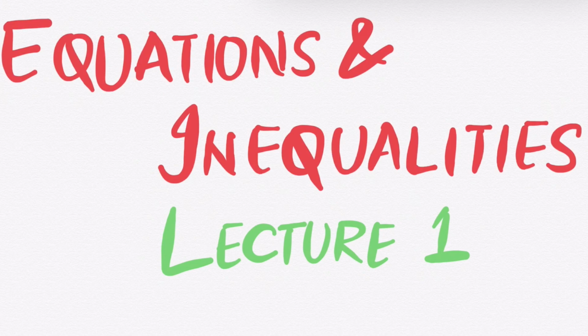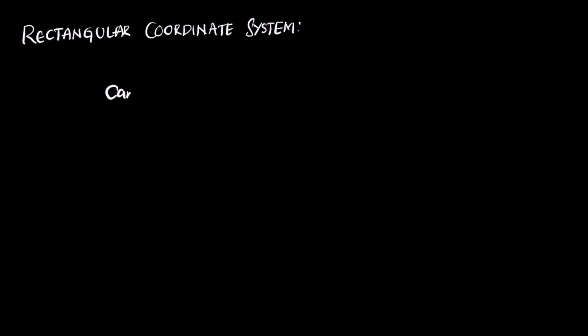Let's start lecture 1 of equations and inequalities. So let's start the first topic, the rectangular coordinate system. So what is the rectangular coordinate system? The other name for rectangular coordinate system is the Cartesian coordinate system.